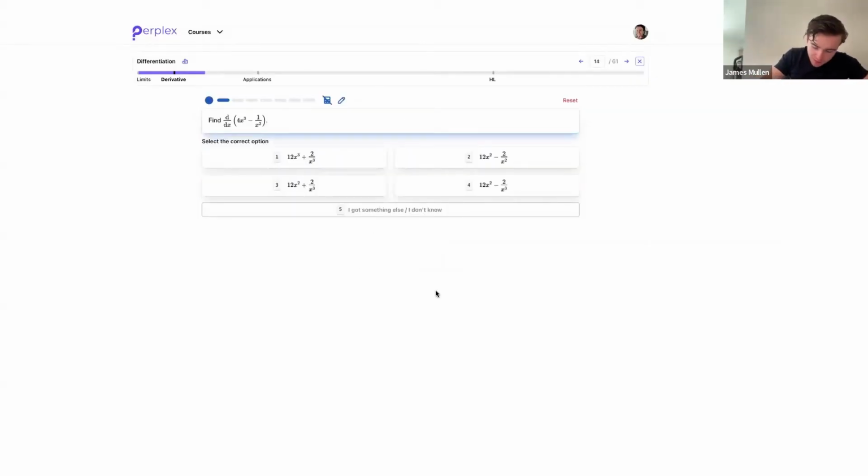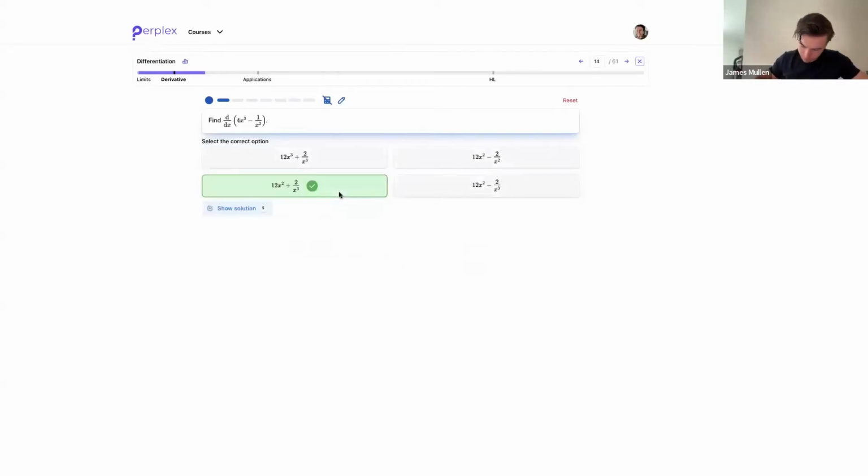Okay, so I differentiate 3x to the 4, I bring down the 4, I get 12x cubed, and then I have minus, because I have a negative 2 there, it's negative 2 times negative 2, giving 4x to the minus 3, which is 12x cubed minus 4 over x cubed. So that's option number 3.